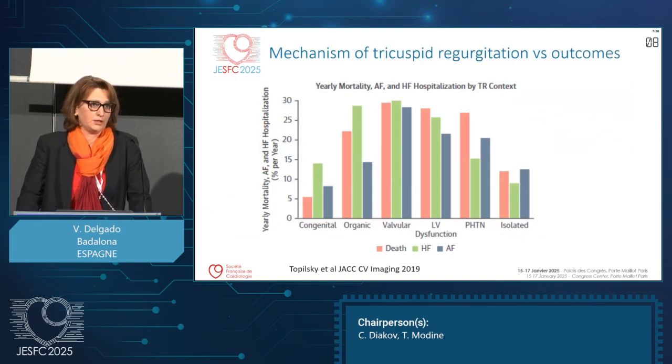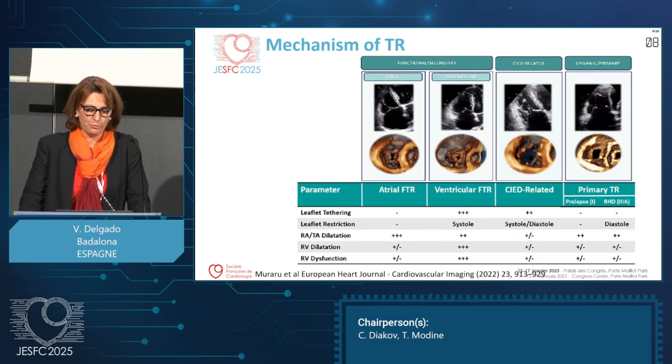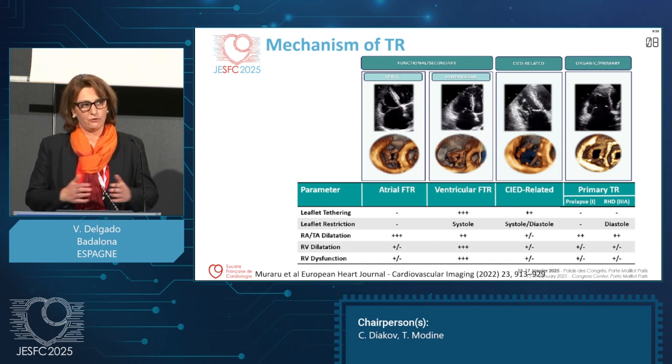And more important, now that we have the transcatheter therapies, probably we need to also look at the etiology, because it's not the same, the tricuspid regurgitation that comes in a congenital heart disease, in an organic disease, in a left-sided valvular heart disease, or pulmonary hypertension. And this is why the tricuspid regurgitation group in PCR tried to come up with a standard terminology to define the mechanism of tricuspid regurgitation.